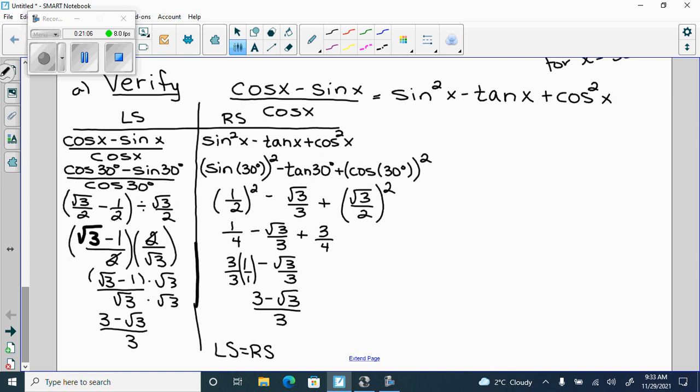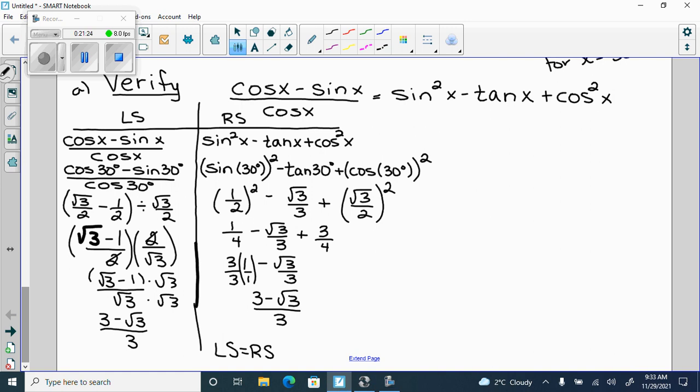Does it matter if we put negative root 3 plus 3 or 3 minus root 3? Nope. As long as you have the negative sign in front of the root 3, and you have root 3 over 3, you're fine.